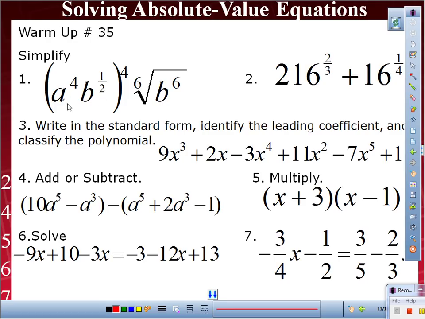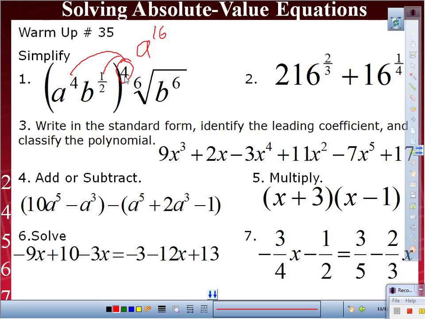So we have two expressions in one, and by now you should know how to do these, yes? First thing, I'm going to start with the first part. So I'm going to distribute this exponent of 4 into each of these exponents. So this becomes a to the 16th, yes? And then 4 times 1/2. This is how you do these.